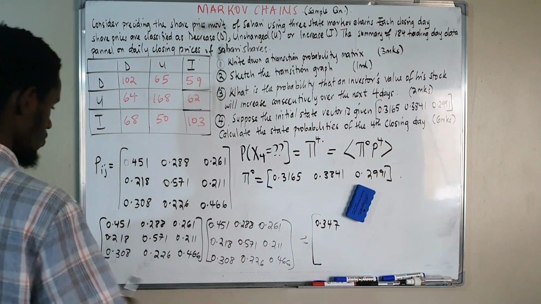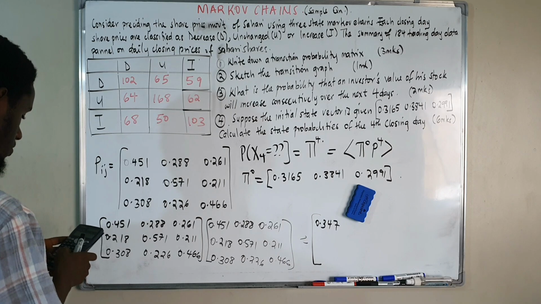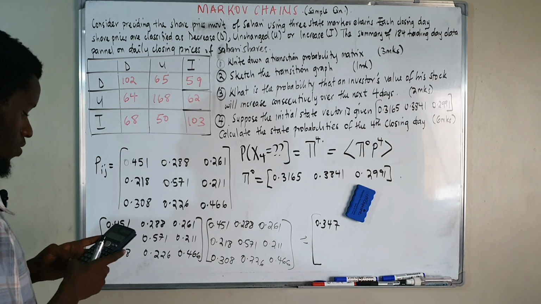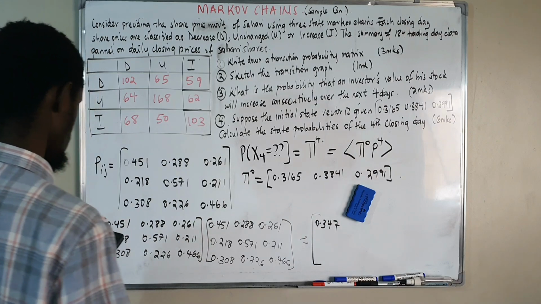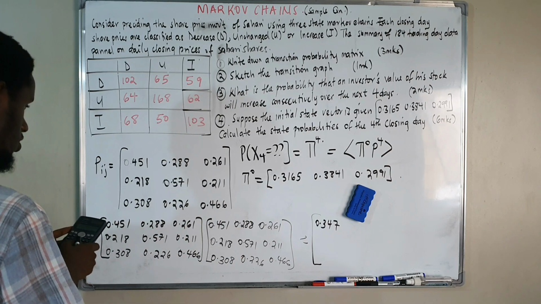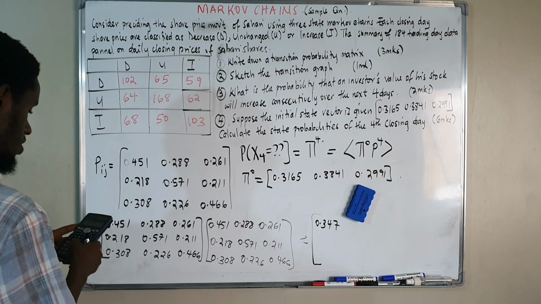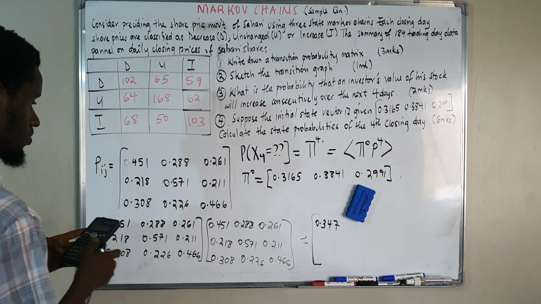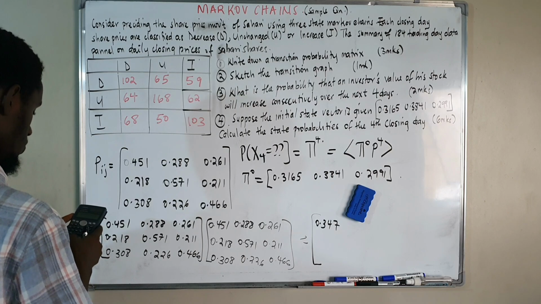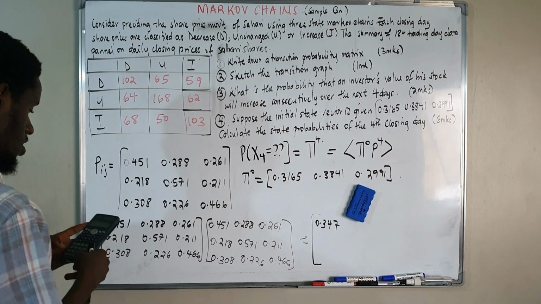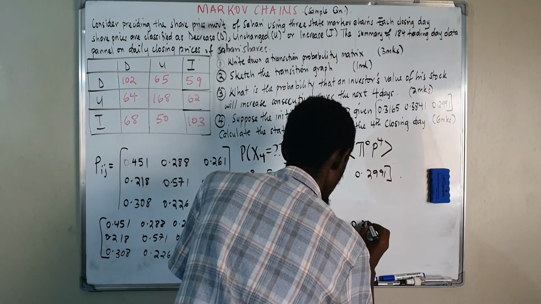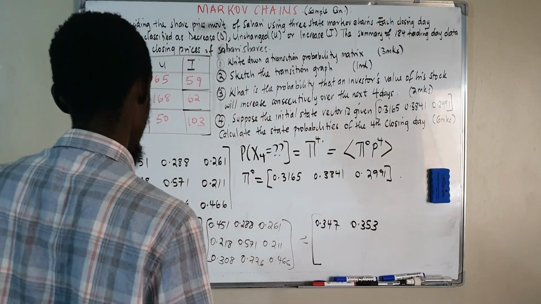Now also here we do the same thing for the second row. We shall have 0.451 into 0.288 plus 0.288 into 0.571 plus 0.261 into 0.226. I'm doing row by column, this one times this one. Therefore we get our value as 0.353.